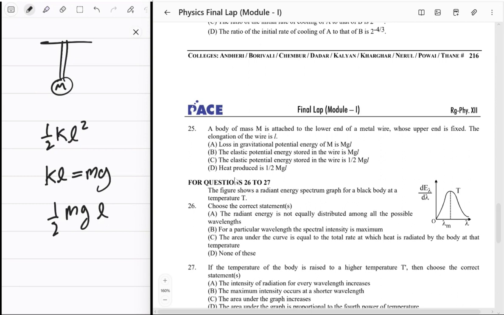Assume the mass of the wire is 0. So D is right. Heat produced is half mgl, makes sense, and the elastic potential energy stored in the wire is 1/2 mgl. So C is correct, D is correct, and A is correct.